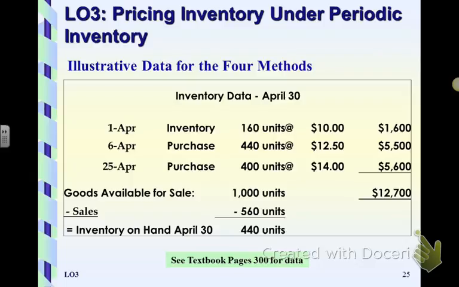Okay? And so that's, as a business owner and a manager and an analyzer, those are the things that you have to understand. So now, what we're going to do is use those 4 different methods that we just talked about: the specific identification, the first in, first out, the last in, first out, and the average cost method.